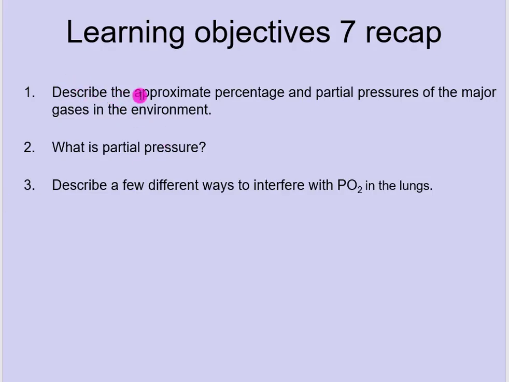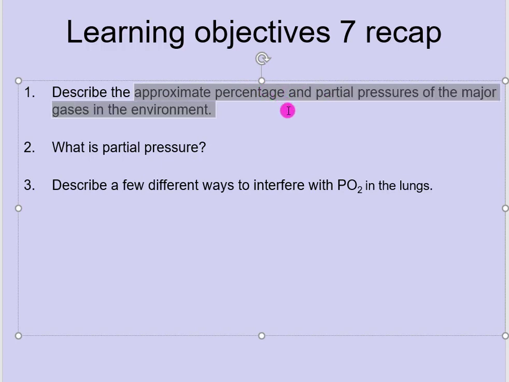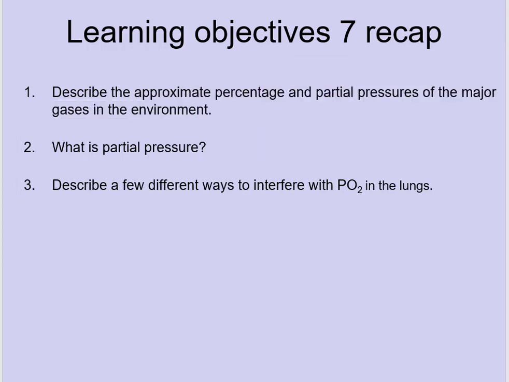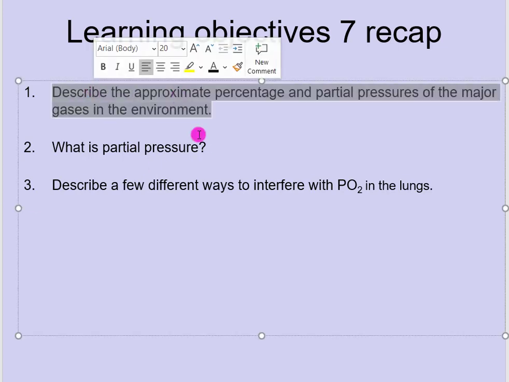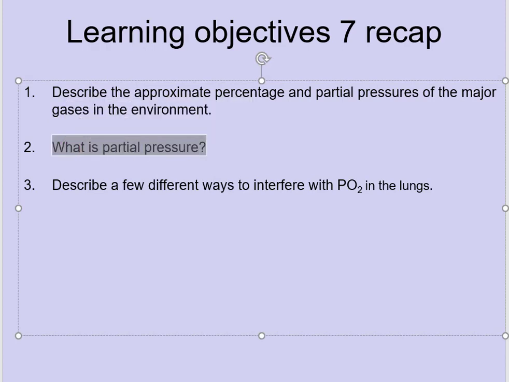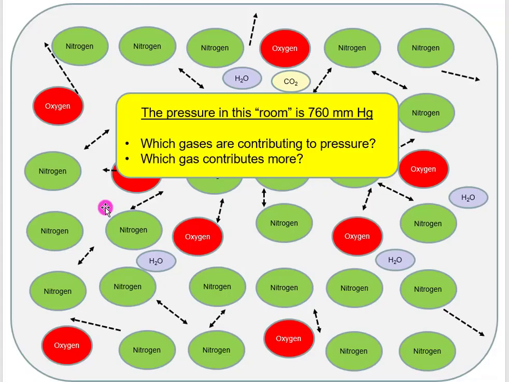And so where we're at right now, we described the approximate percentage and partial pressures of the major gases in the environment. What were the major gases? Nitrogen and oxygen. And of those two, 21% is oxygen, and 21% of 760, which is atmospheric pressure, is going to be 160 millimeters of mercury. So that's the key thing here. What is partial pressure? Partial pressure is the contribution of a given gas toward total atmospheric pressure. That's what partial pressure is.